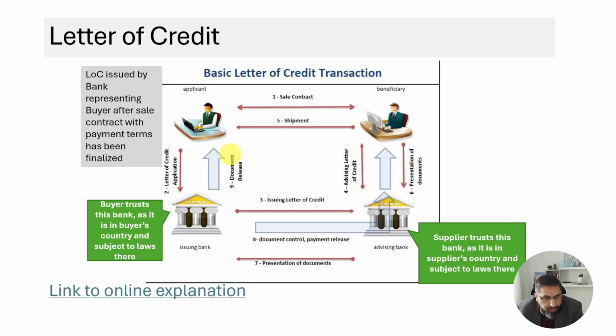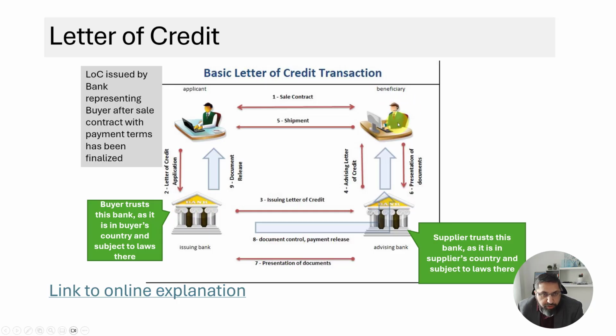Okay, so this is the best graphical representation I could find of all the steps. If you go by the numbers, steps 1 to 9, you understand what happens. Notice that there are 4 parties involved. The applicant for the letter of credit is the purchaser, the buyer, and they need the letter of credit so that the supplier will trust them and deliver the goods. So they deal with the issuing bank in their own country. Think of this like Chase Bank or Citibank or some bank in their country.